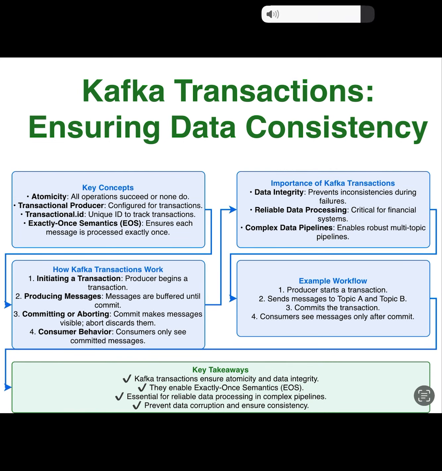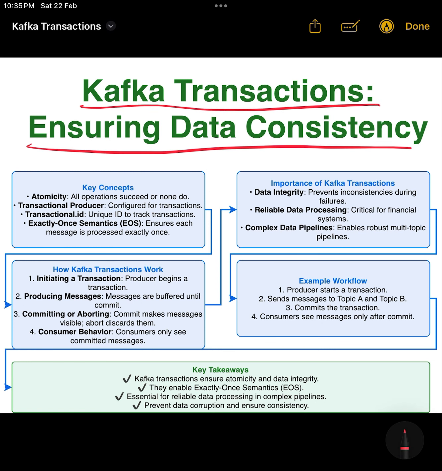In Apache Kafka, transactions provide a way to ensure that a series of operations, specifically producing messages to multiple topics and partitions, and consuming messages with offset commits, are treated as a single, atomic unit. This is crucial for maintaining data consistency, especially in scenarios where data integrity is paramount. Here's a breakdown of Kafka transactions.